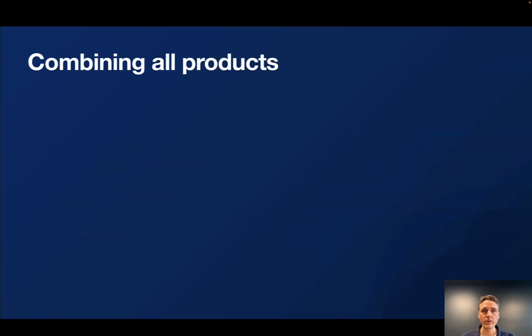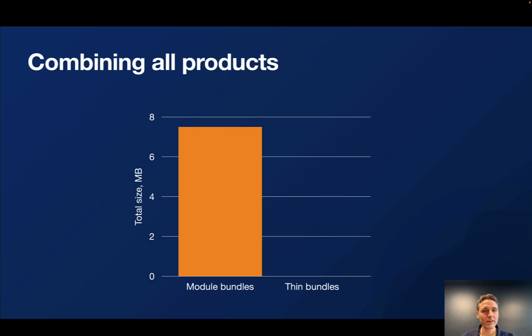And if you were to combine all our products on the same page, perhaps not a very realistic use case, but makes for a good illustration, then all the module bundles combined, the minified versions, would add up to almost 8 megabytes. Quite a big download. But with thin bundles, since all code is only included once, we're just about 2 megabytes. So nice gain there. And if you combine fewer products, still a nice gain, not as big though.